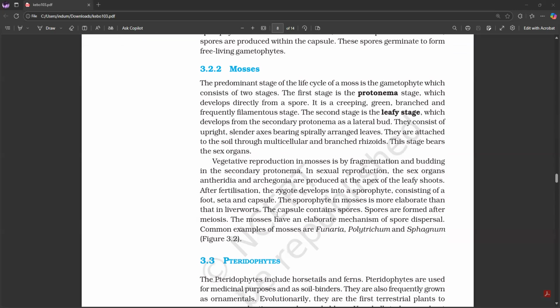Vegetative reproduction in mosses is by fragmentation and budding in the secondary protonema. In sexual reproduction, the sex organs, antheridia and archegonia, are produced at the apex of the leafy shoots. After fertilization, the zygote develops into a sporophyte consisting of a foot, seta, and capsule. The sporophyte in mosses is more elaborate than that in liverworts. The capsule contains spores. Spores are formed after meiosis. The mosses have an elaborate mechanism of spore dispersal. Common examples of mosses are Funaria, Polytrichum, and Sphagnum. Figure 3.2.